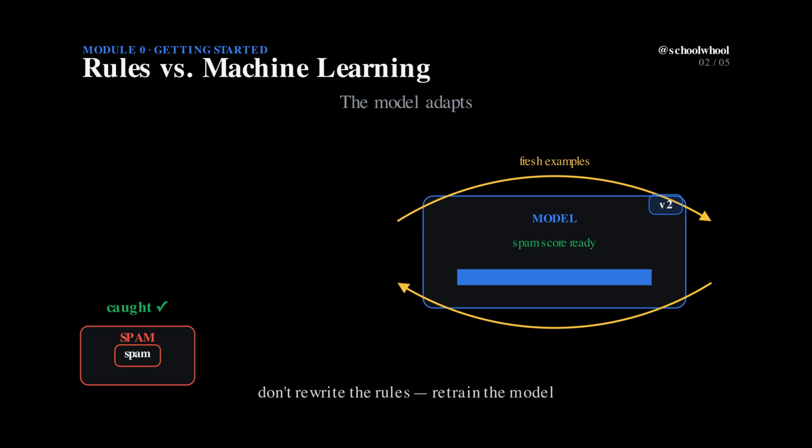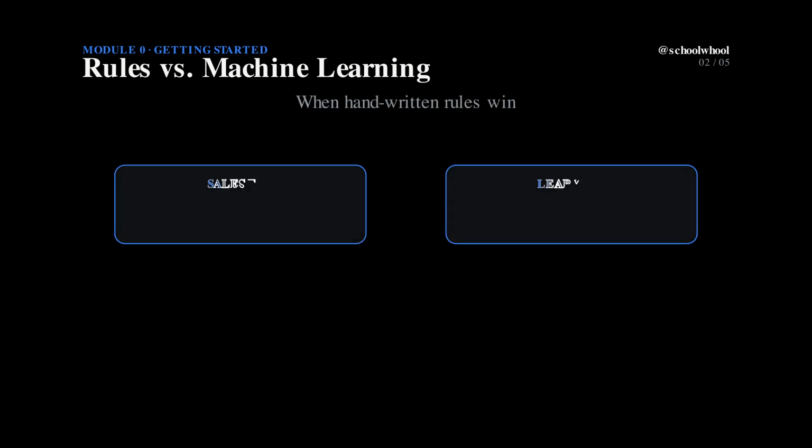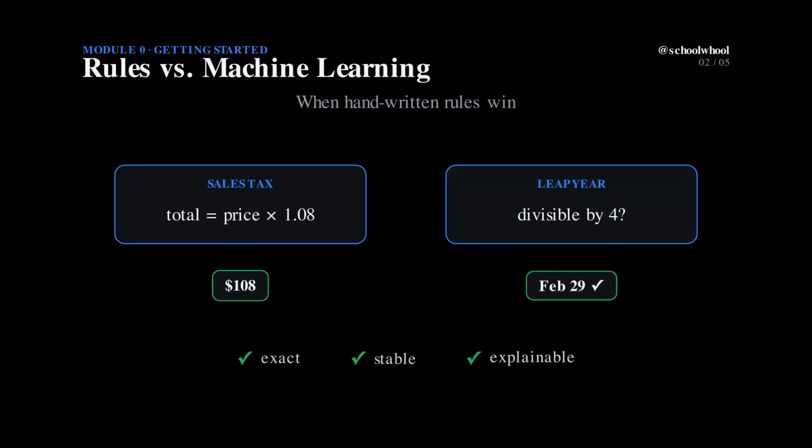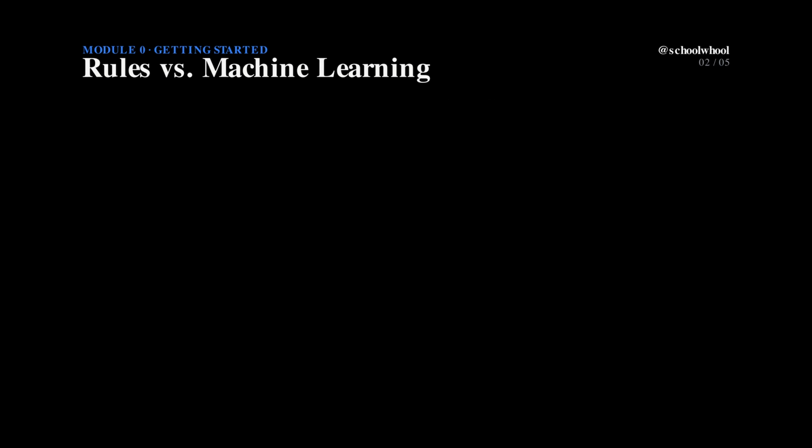So is machine learning always the answer? Not at all. When the logic is exact and stable, handwritten rules win. Sales tax is just the price times the rate. A leap year follows a fixed calendar rule. These rules never drift, they are perfectly explainable, and they need no data at all. Simple, predictable, done.